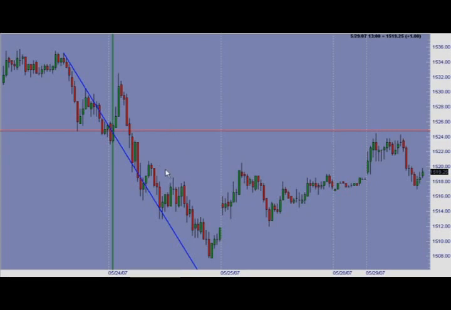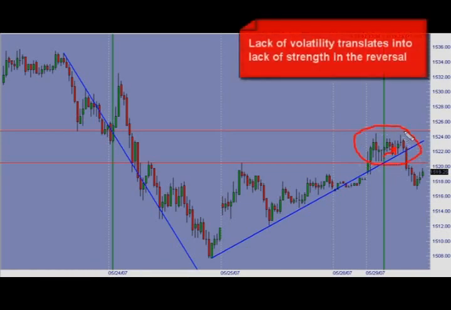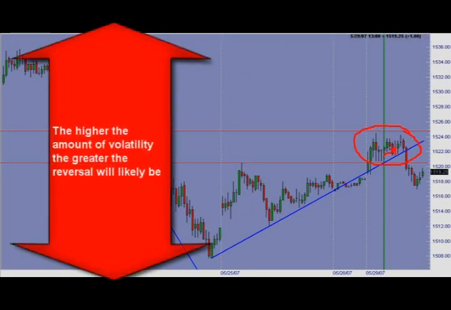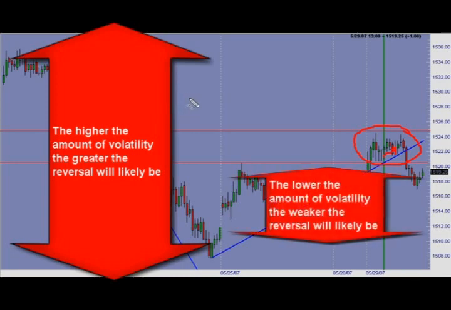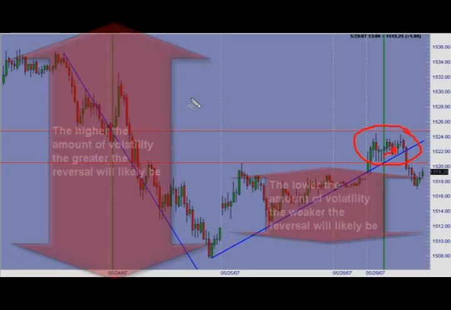Now compare that with another series of signals, perhaps over here. Here we have an even deeper, bigger, larger triangle. And yet what do we end up with? A reversal over here that creates a little low, but is less than spectacular. Why? Because it's in a consolidation pattern. Lack of volatility means there's lack of strength in the signal. So consider that when you look at your reversals and your reversal signals. The higher the amount of volatility, the greater the reversal is likely to be. The lower the amount of volatility, the weaker the signal is likely to be as well.